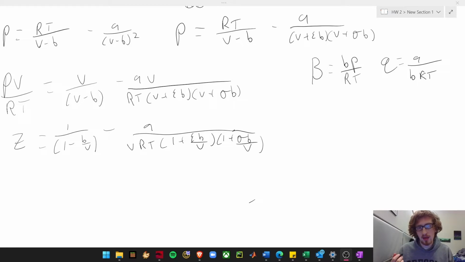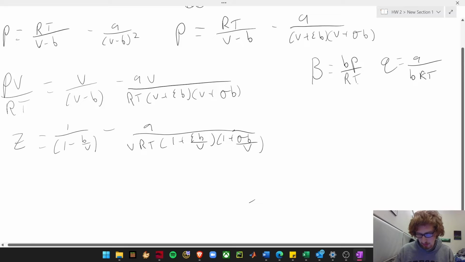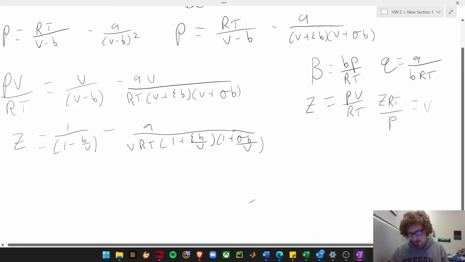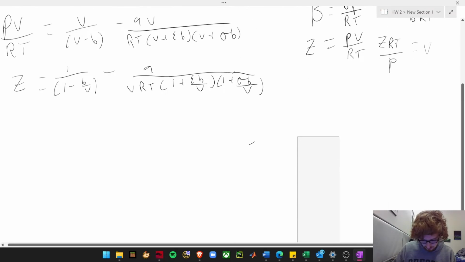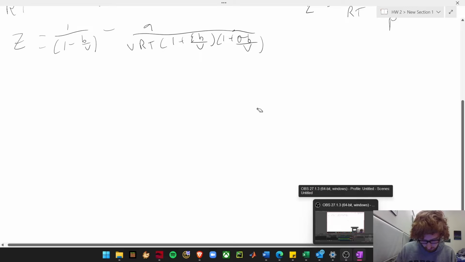So now I've written down a few equations for a few terms that we're going to be using, beta and Q, and you'll see why in just a second. So if we take a look at our Z equals PV over RT, if we want to solve for V, it's pretty easy. It's just going to be Z RT divided by P equals V. So now we're going to actually plug this in for our volume into our equation. So let me go ahead and give myself a little more space.